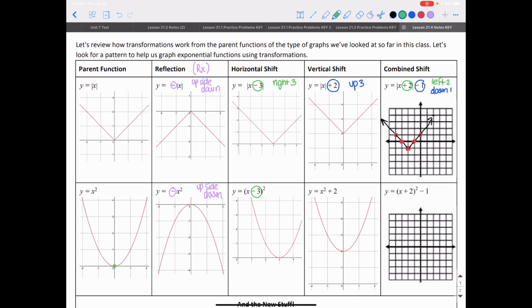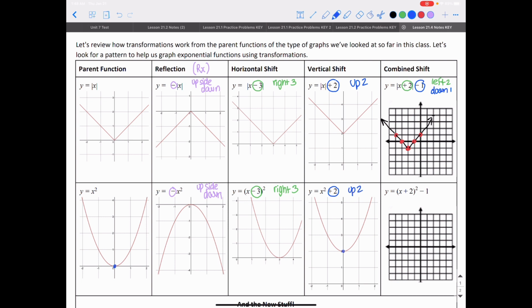I started at 0, 0 for my vertex, and now my vertex is at 3, 0. So this is also right 3, just like it was when I subtracted 3 inside of the absolute value bars for absolute value. And then if I add 2 outside of squaring, I also see that I am moving... Oh, why did I say up 3 here? This is up 2. I also see that I'm moving all points up 2.